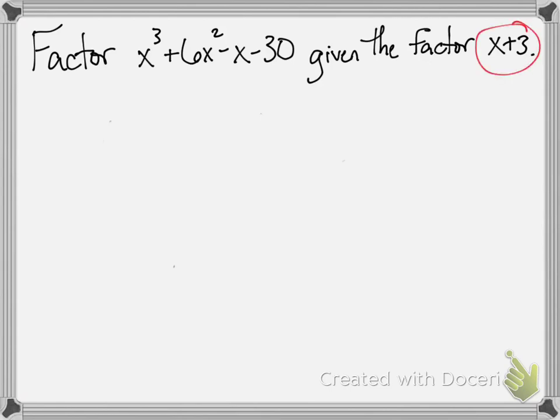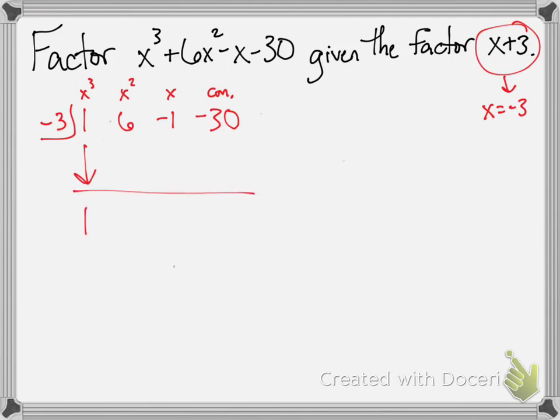I'm going to look at my x plus 3 here, my divisor. The x value we're going to end up plugging in is negative 3 because we're setting it equal to 0. That's how we get that value. First thing we're going to do is go ahead and put it in my box, and I'm going to go ahead and rip off all the coefficients and constants. So I have 1, 6, negative 1, and negative 30. So again, x cubed, x squared, x, and constant.